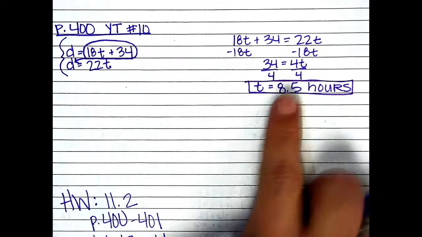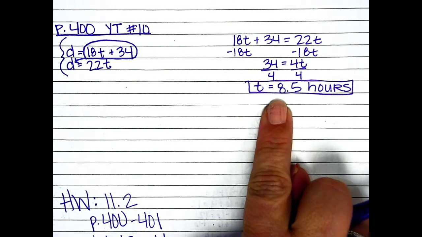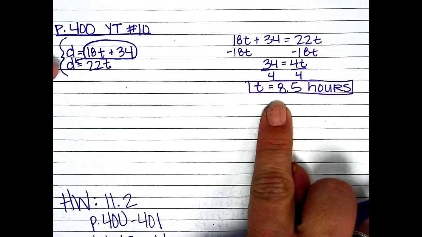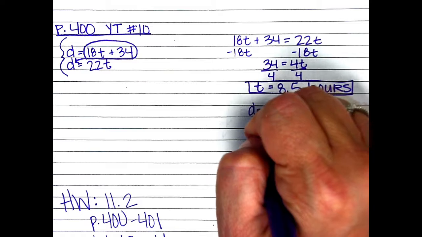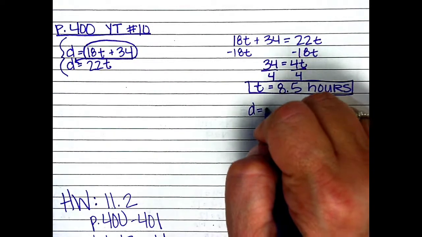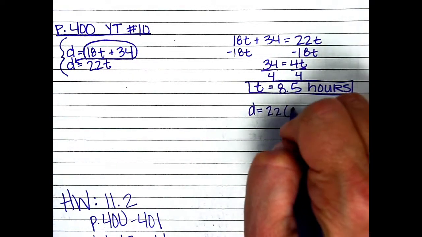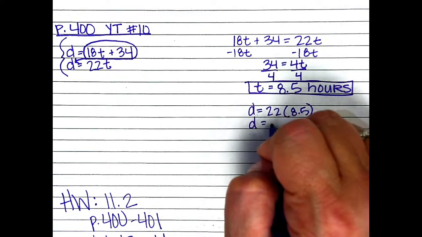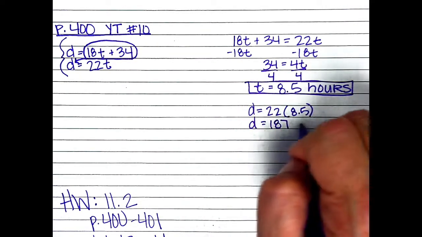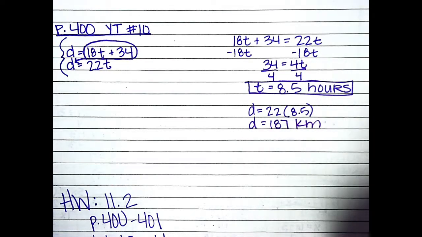And to get the distance, I'm going to take the hours and plug it into the second equation because it's less complicated. And we're going to say D, which stood for distance, equals 22 times 8.5, and that's going to give me a distance of 187 kilometers.